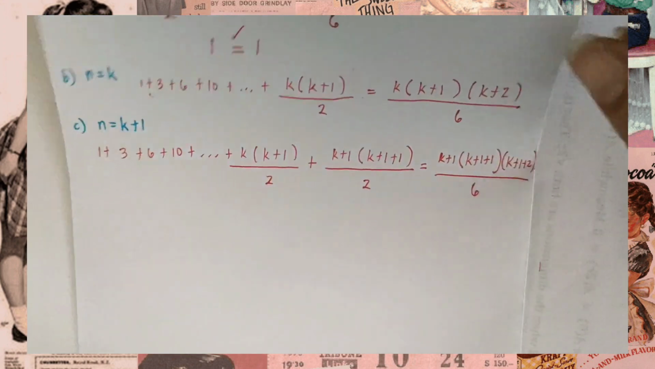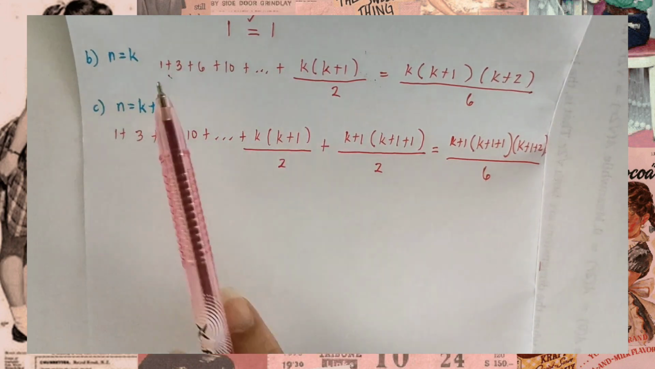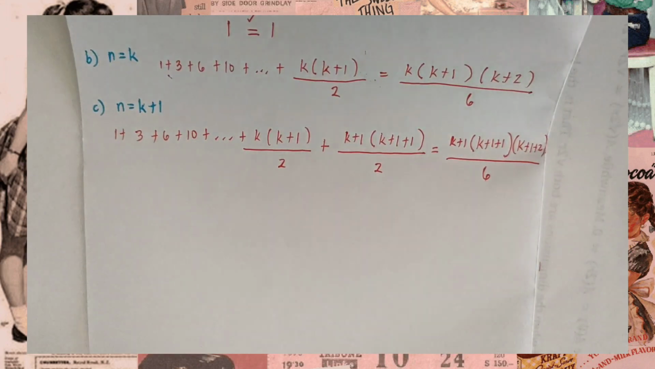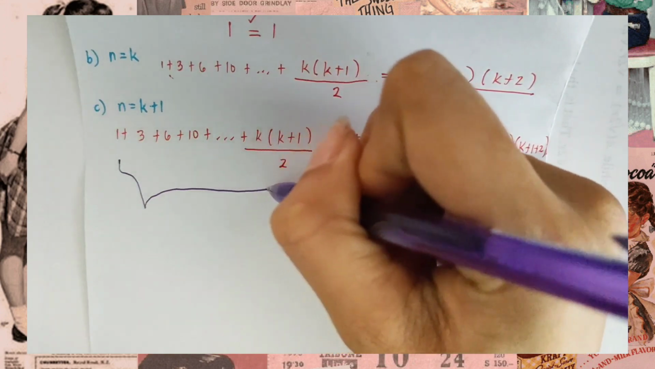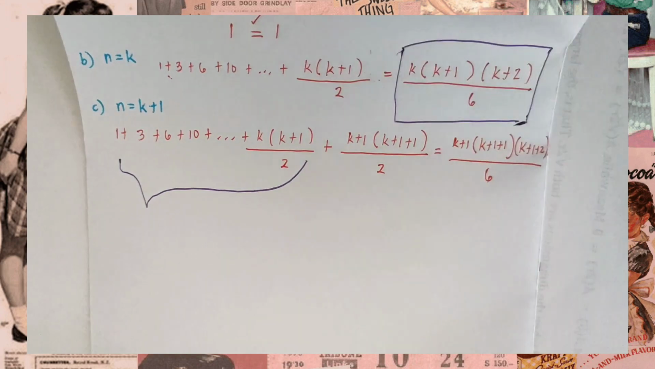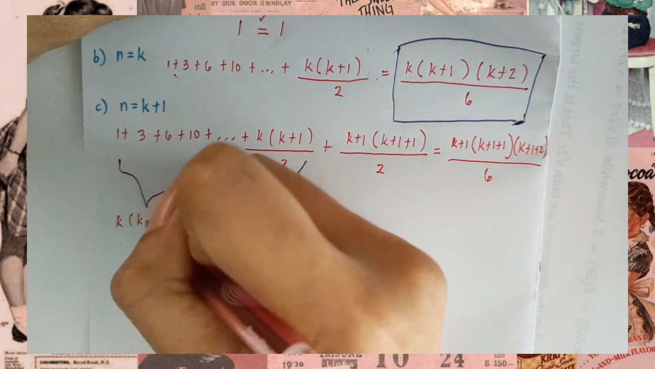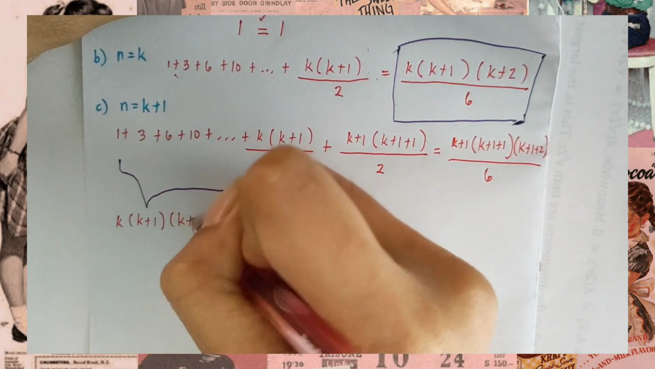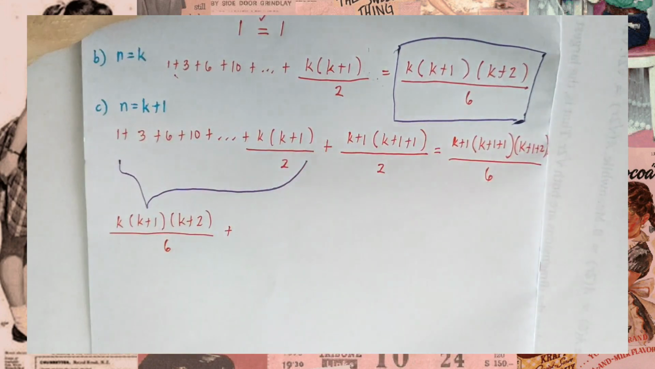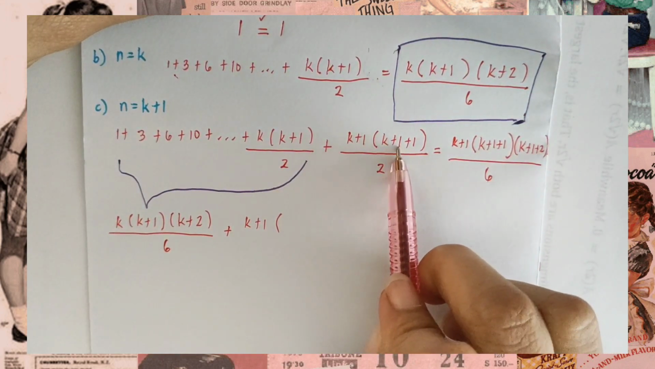Okay, don't worry. We'll get there. Next, we all know that for our assumption a while back, the left and the right side are equal. So instead of writing this whole thing, for the next step, we will just change it with this one. So we have k times k plus 1 times k plus 2 over 6 plus k plus 1, and then just simplify.